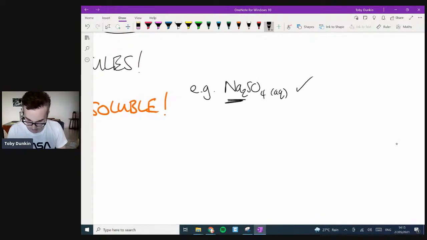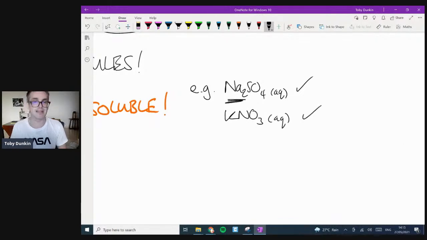We can go potassium nitrate. Wow, that is soluble, soluble, soluble, and more soluble because it's group 1 and group 1 and a nitrate. They're all soluble. This is like super duper soluble.